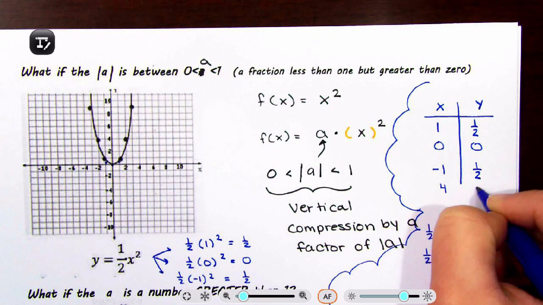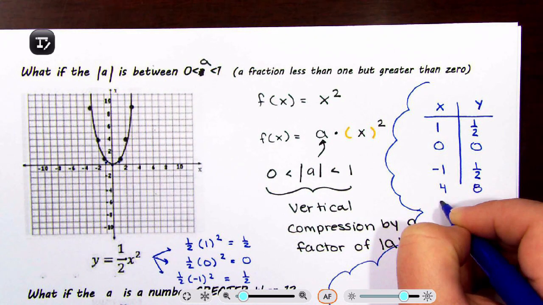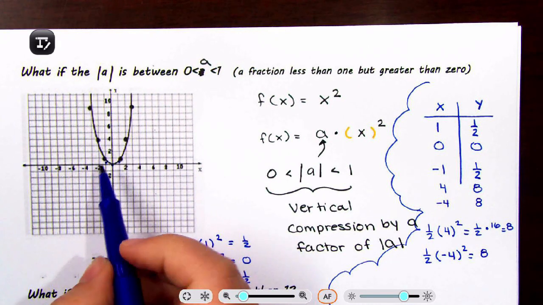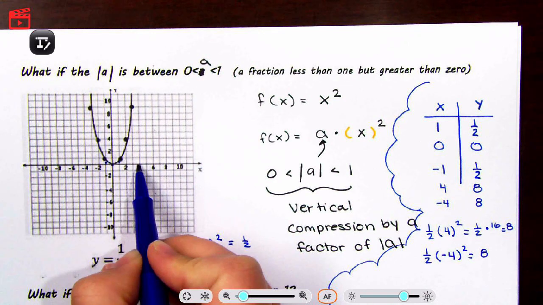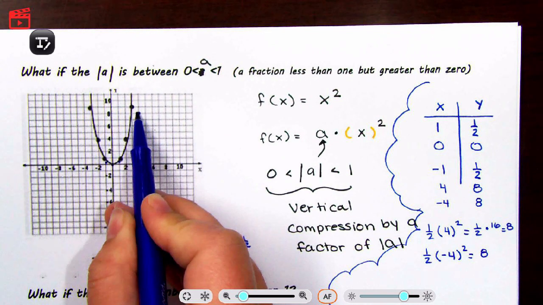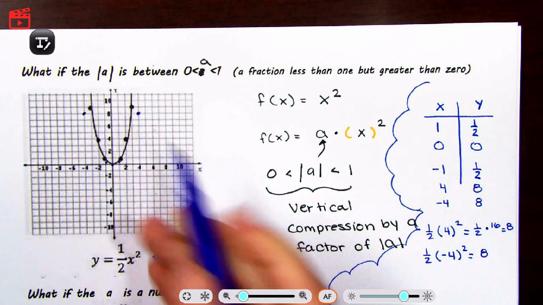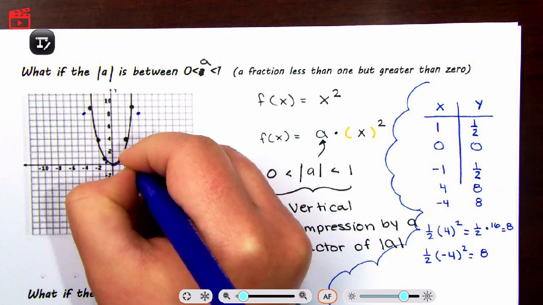So when my input is 4, my output is 8. When my input is -4, my output is 8. Give us a little bit of larger numbers. So let's go ahead and connect all the blue lines here.